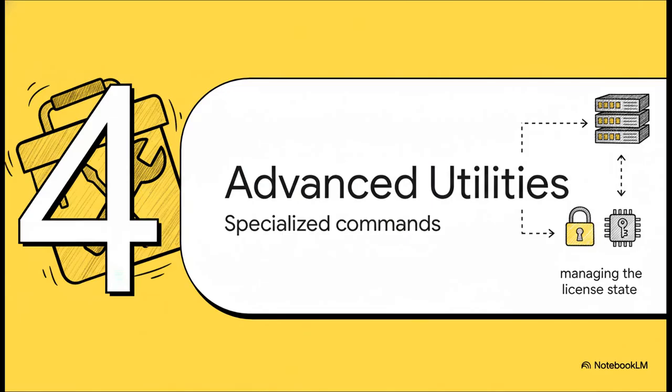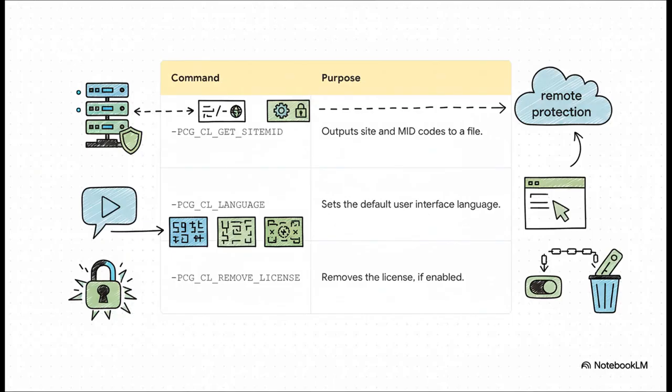Okay, let's move on to our final set of commands. You can think of these as your specialized toolkit. They're for more unique tasks, like retrieving machine-specific info or managing the license state itself. This little toolkit has some really handy commands. You can grab the site and machine ID codes for remote protection, you can set the UI language on the fly, and, if you've enabled a feature, you can even programmatically remove a license.